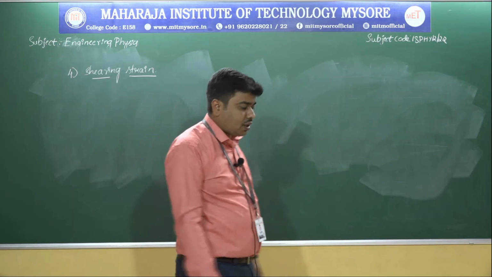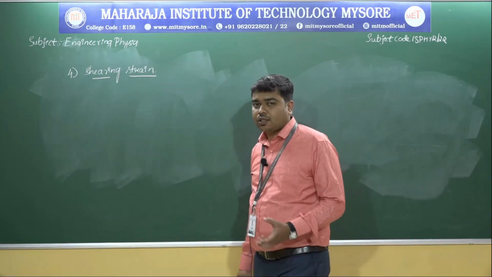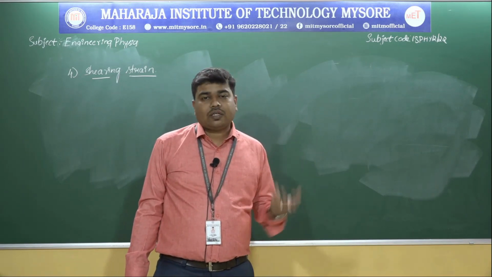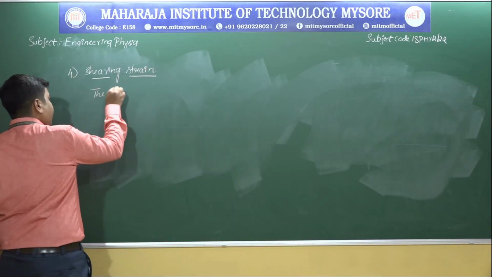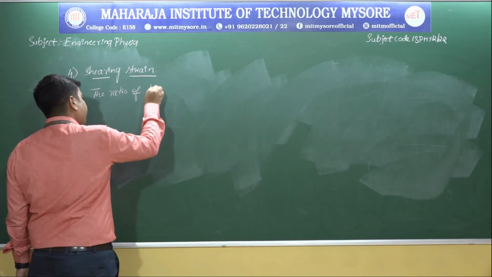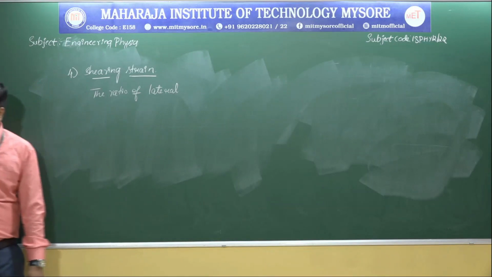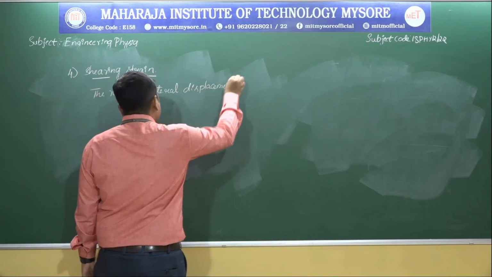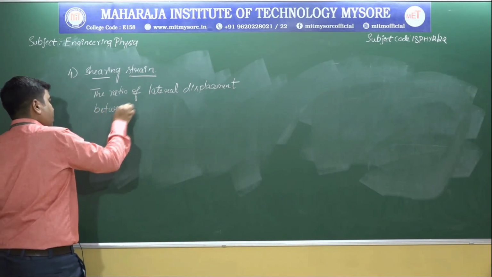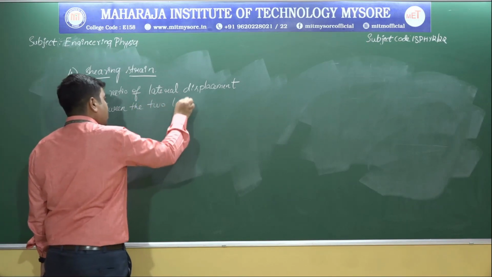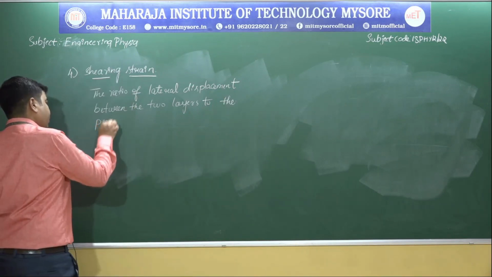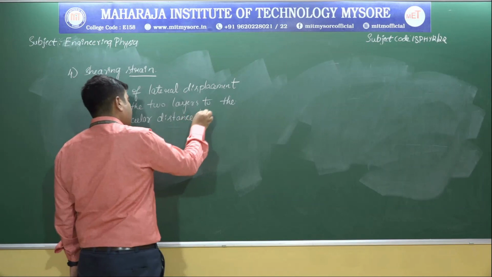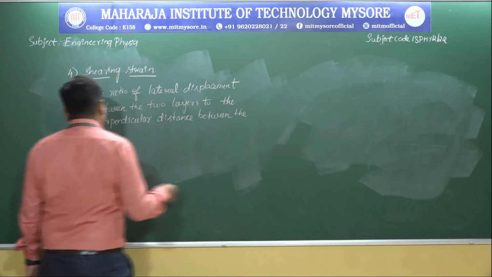The last type of strain is called the shearing strain. Now, the shearing strain is developed whenever you apply the force in the tangential direction to the surface of the cube. There will be change in the cross sectional area because there will be changes in the layers on the surface of the given elastic material in the perpendicular direction. Shearing strain is the ratio of lateral displacement between the two layers to the perpendicular distance between the two layers.